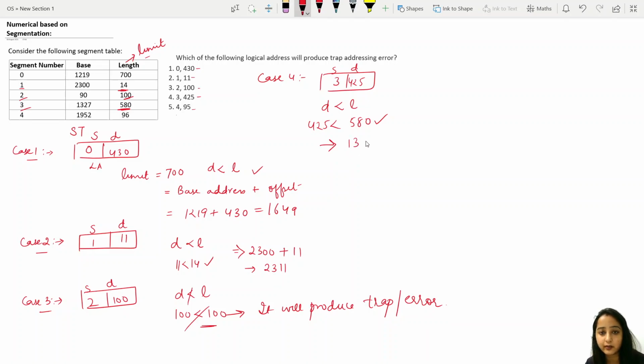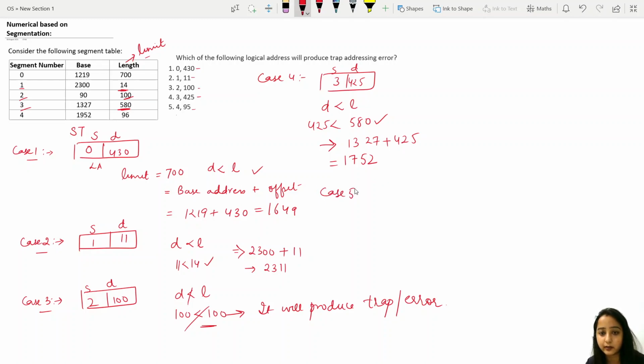What is the base address? 1327 plus what is the offset? 425. It will come out to be 1752. So it is also correct.